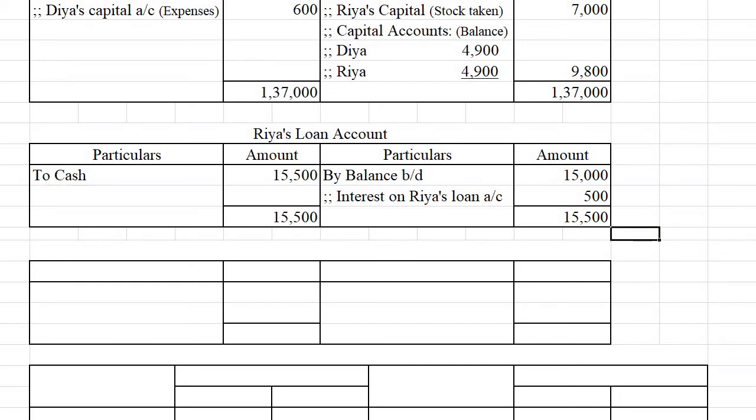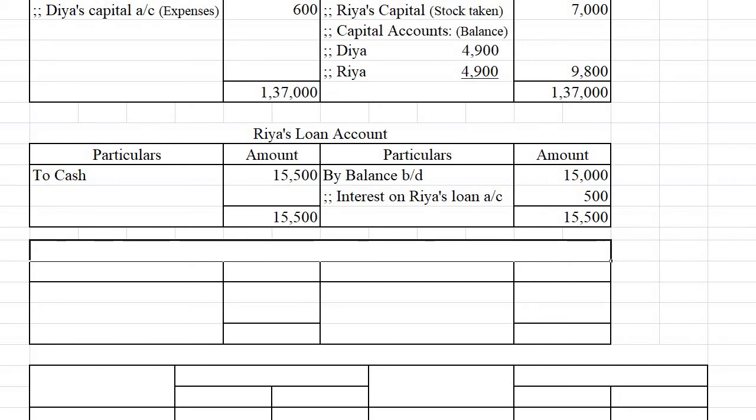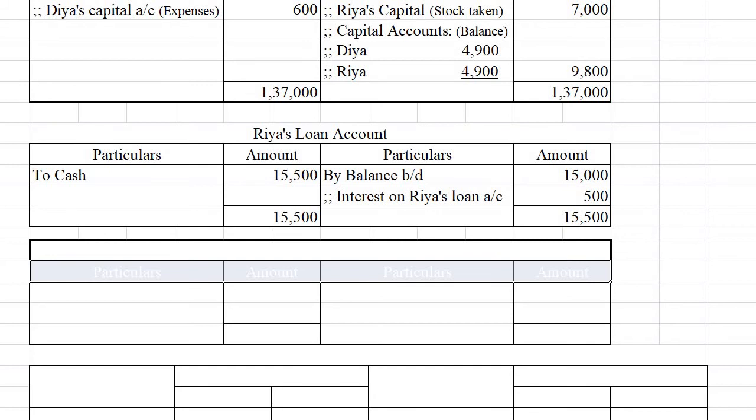If we have taken a loan from a partner, that loan account is to be prepared separately and the balance will be transferred to the cash account or will be paid, and need not be adjusted in their capital account. But let us see what will be the case if we have given a loan to any partner.